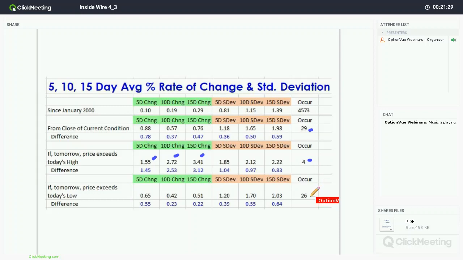More often than not, of those 29, you had 26 occurrences where price went below the low of the previous day. That would be the low of yesterday in our situation. And even after going below the previous day's low, when you look 5 days from now, you have an average 5-day change of over 0.5%: 0.65, 0.42, and then 0.51. And in all cases, the standard deviations are much greater than the benchmark. So that's where we're headed here in terms of evaluating signals and market conditions for premium selling.